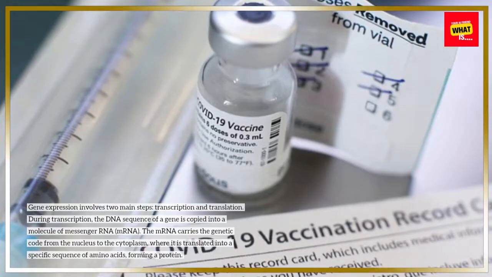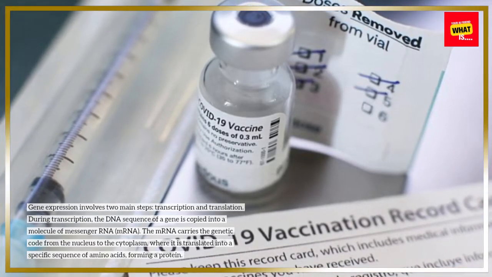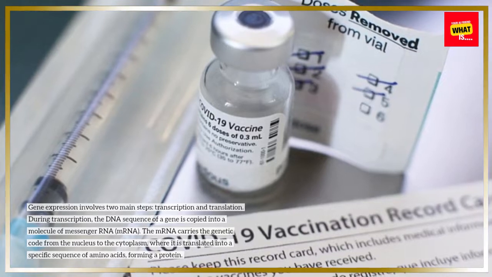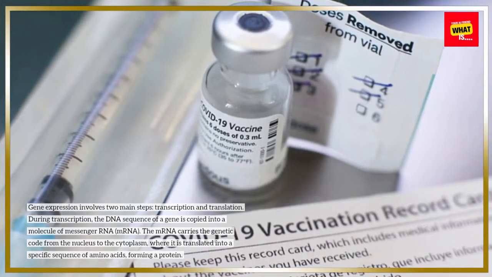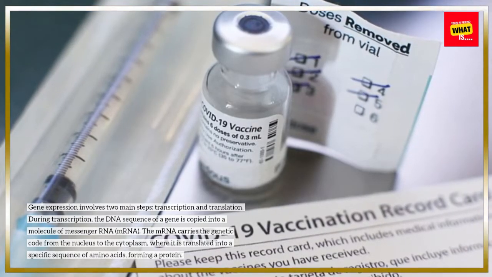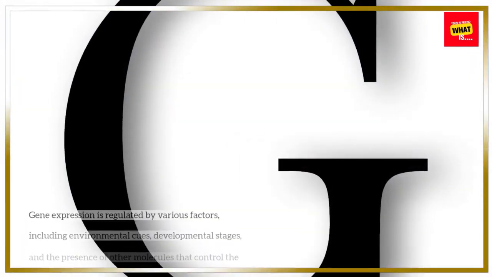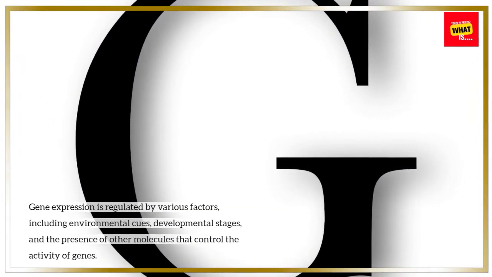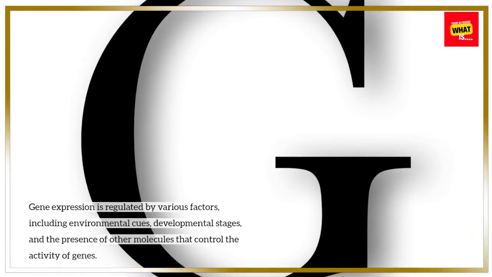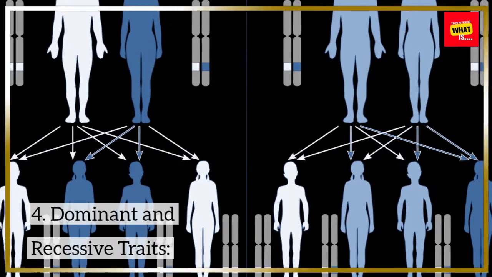During transcription, the DNA sequence of a gene is copied into a molecule of messenger RNA, mRNA. The mRNA carries the genetic code from the nucleus to the cytoplasm, where it is translated into a specific sequence of amino acids, forming a protein. Gene expression is regulated by various factors, including environmental cues, developmental stages, and the presence of other molecules that control the activity of genes.